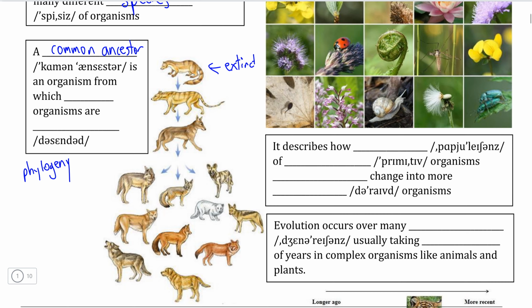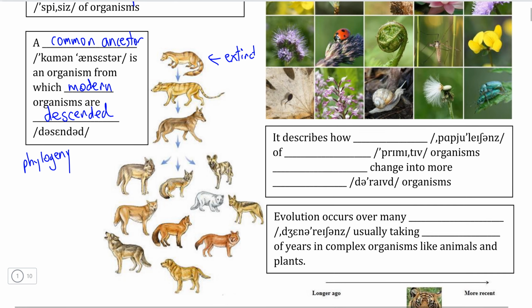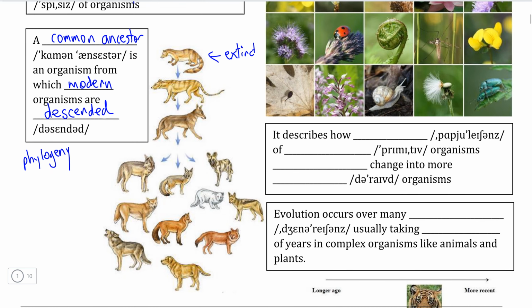And we call it a common ancestor because this is an organism which modern organisms can trace their ancestry from, meaning that it isn't just the domestic dog that is related to this common ancestor, it's also wolves and other dog-like species that can all trace their descent, or all say that they are descended from this common ancestor here. Now, the first misunderstanding that we have to clarify is how evolution occurs.